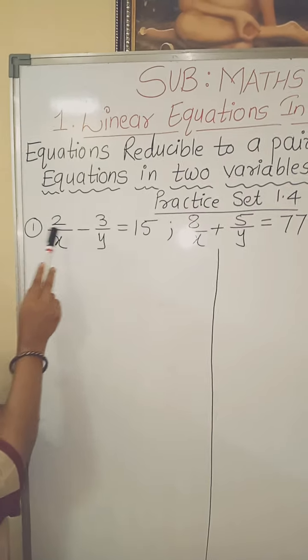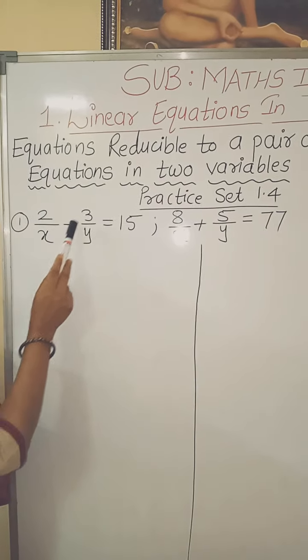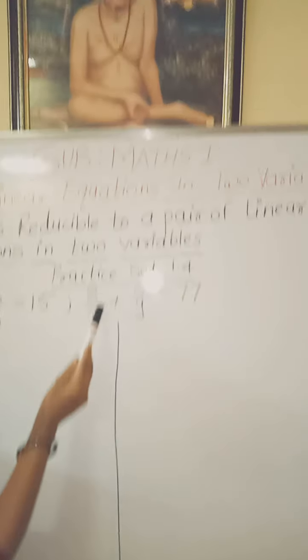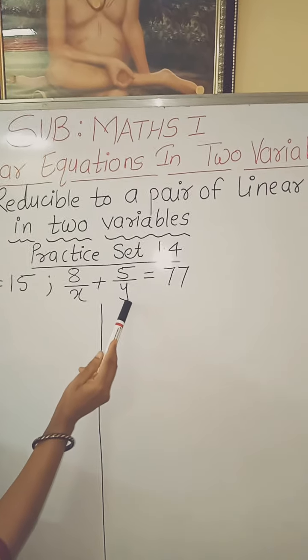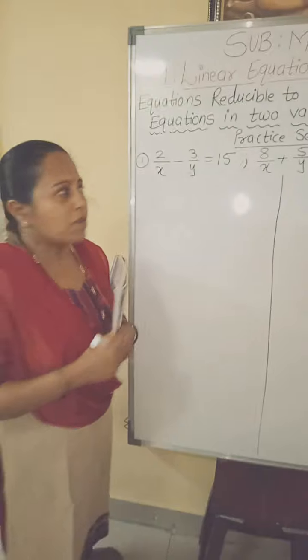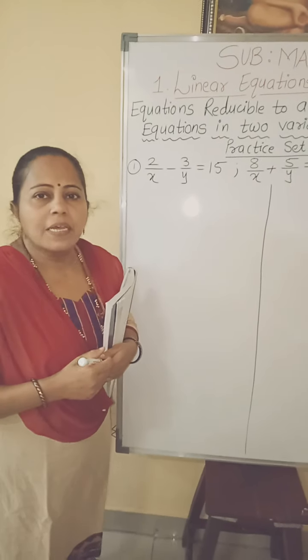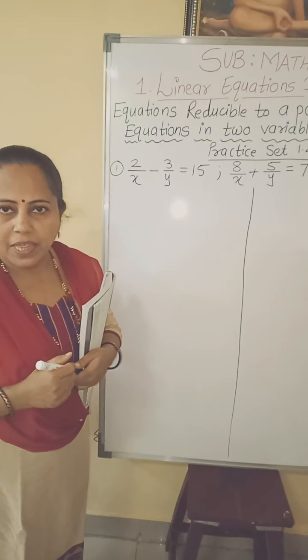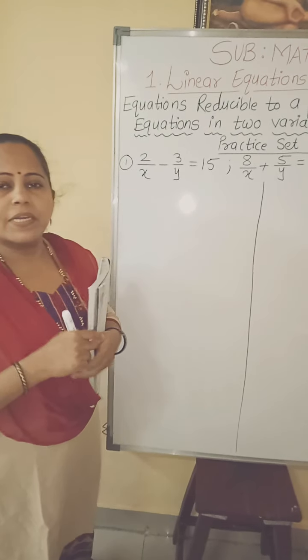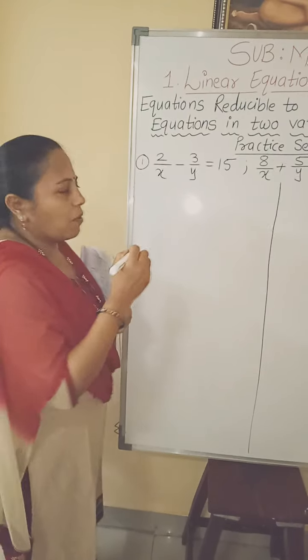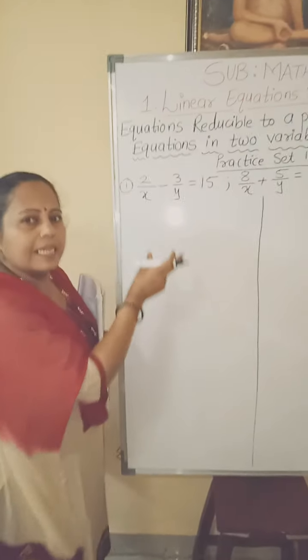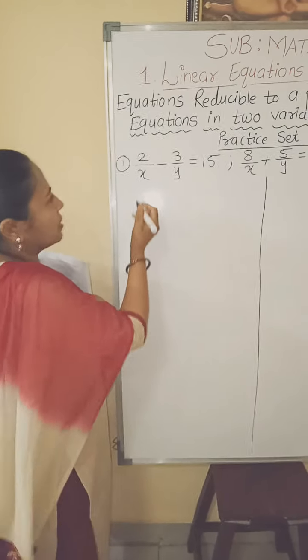First example: 2 upon x minus 3 upon y equal to 15 and 8 upon x plus 5 upon y equal to 77. Students, we saw the definition of linear equations in two variables. According to that definition, these equations are not linear equations, but we can convert these equations into linear form. We will see. First we will convert these equations into linear form and then we will solve them.